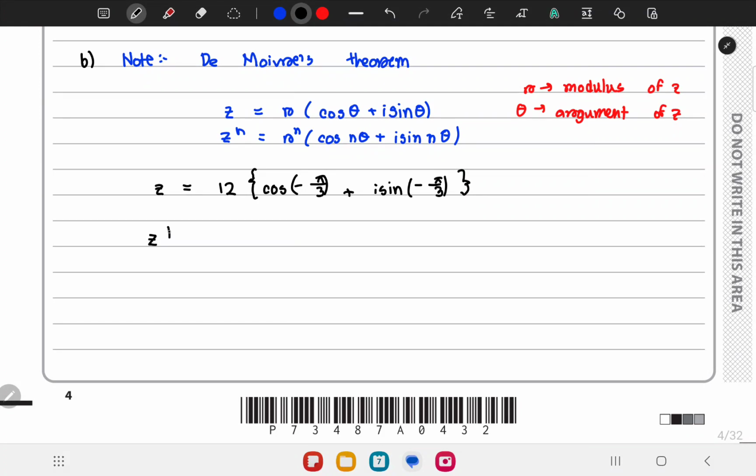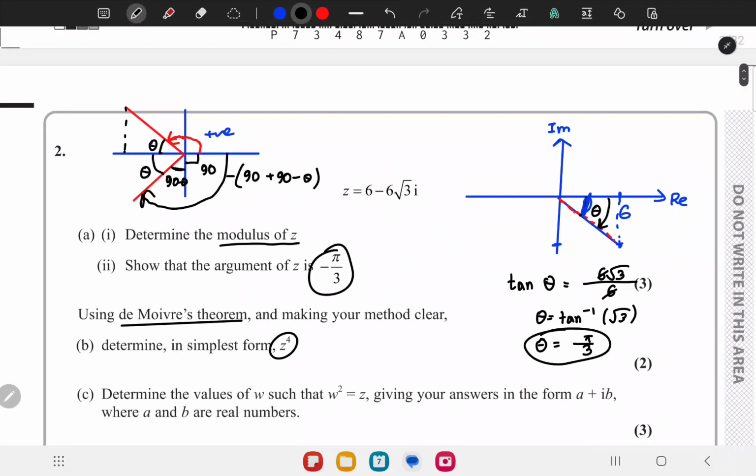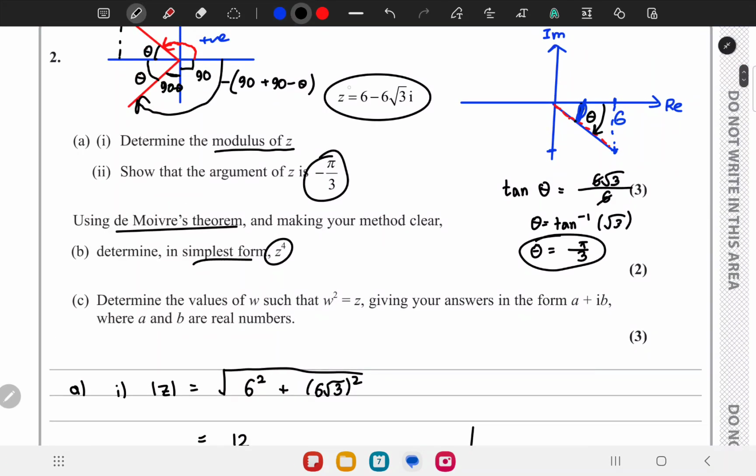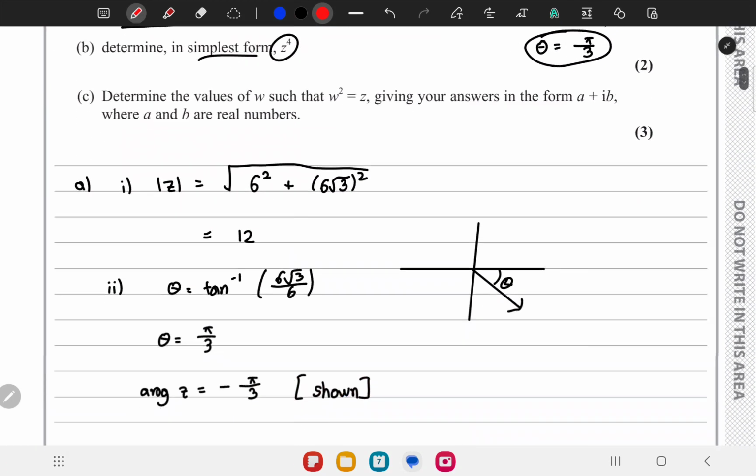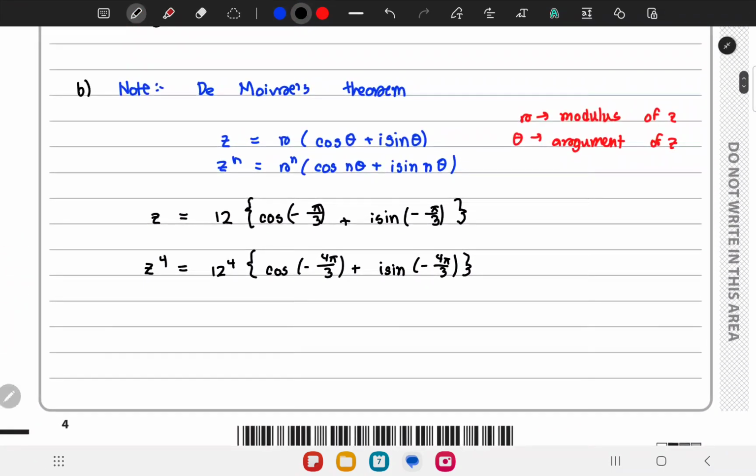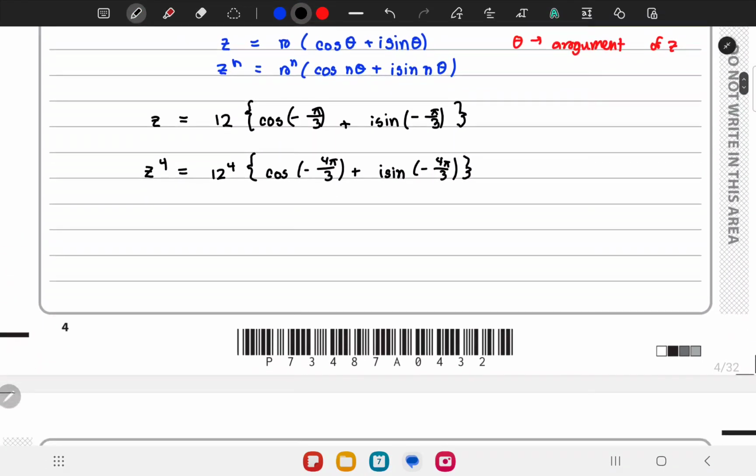So z to the power 4 would be 12 to the power 4, and on this we'll have cos minus 4 pi by 3 plus i sin minus 4 pi by 3. Now we need to write it in this form again. They wanted it in the simplest form. This right here is the simplest form. To do that, we need to visualize what z to the power 4 is.